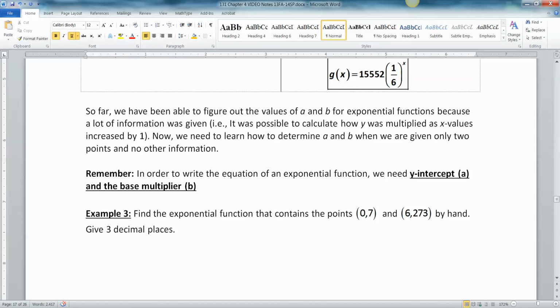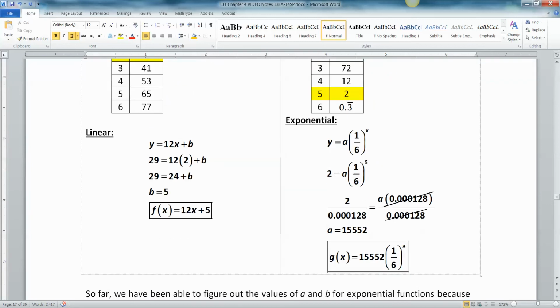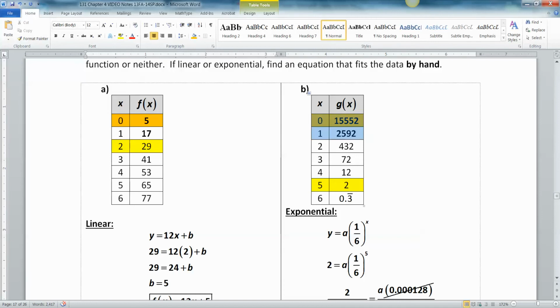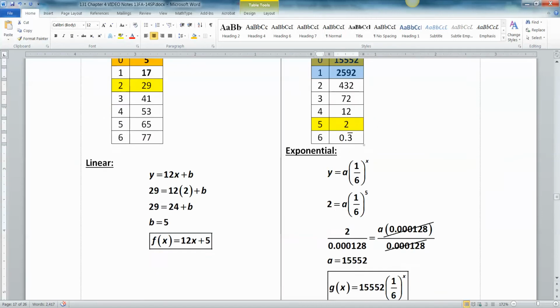Okay, so far we've been able to figure out the values for a and b for exponential functions because a lot of information was given to us. So it's possible to figure out the y-intercepts and the multipliers just by kind of looking at it. Even these last ones that we did here, we didn't really have to do all that work to find the y-intercepts. We were able to kind of finagle around it if we wanted to.